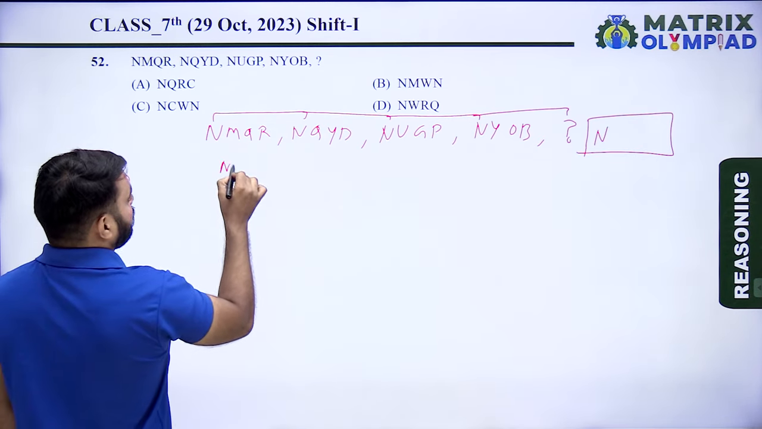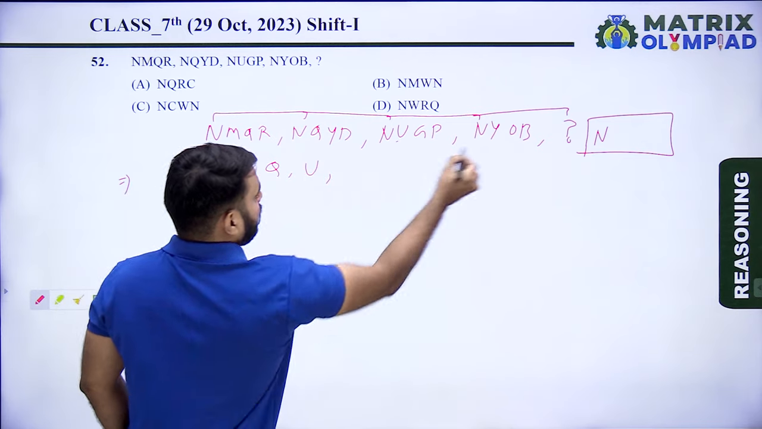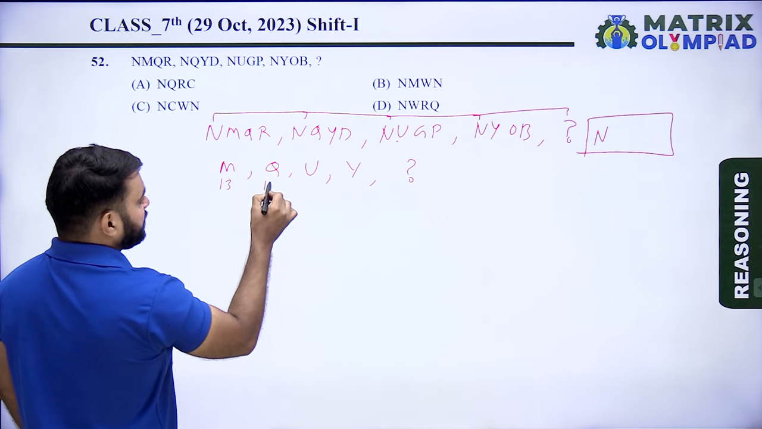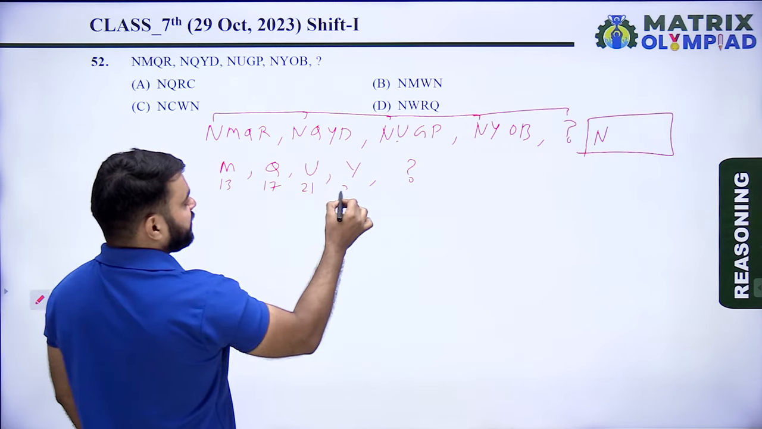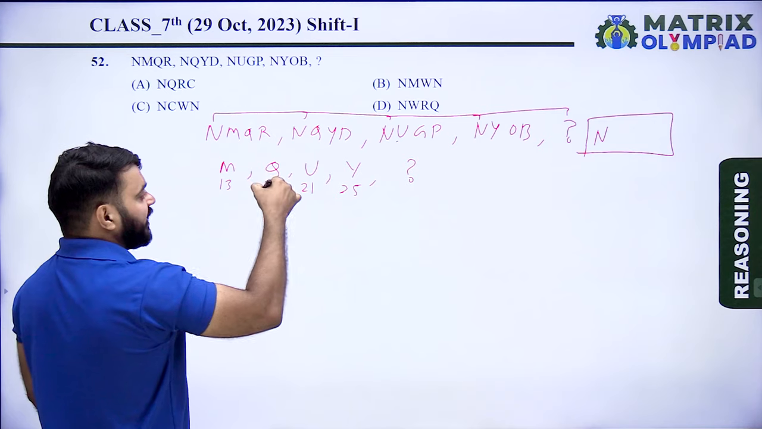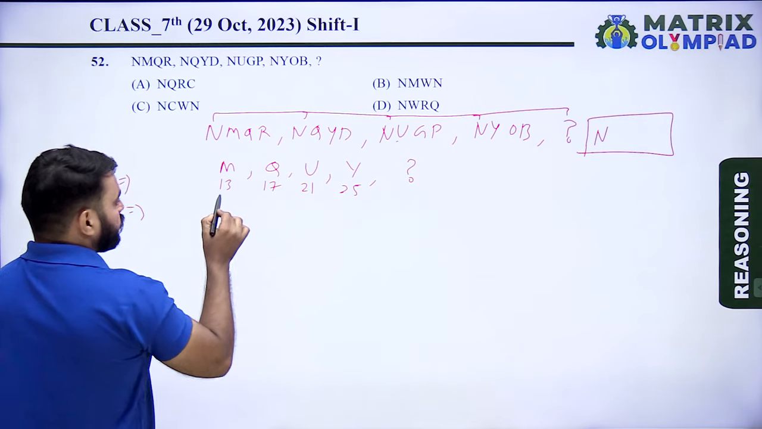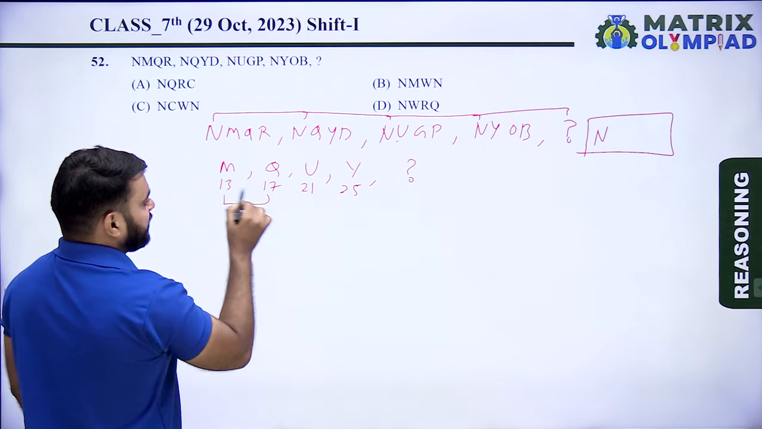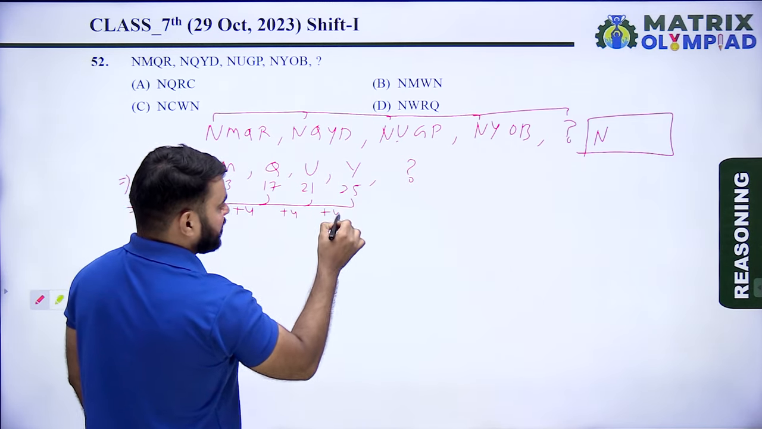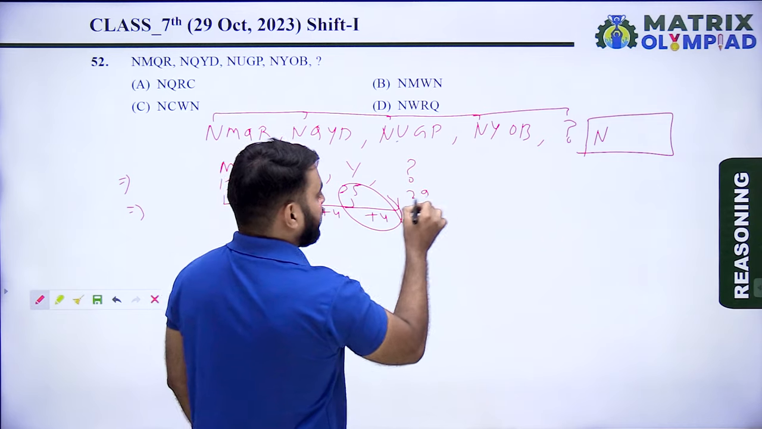Now taking second alphabet of each term, M, Q, U, Y, and find the missing alphabet. So M means 13, Q means 17, U means 21, Y means 25. So position of M is 13. Position of Q in English alphabet is 17. Position of U in English alphabet is 21. So pattern is plus 4. 13 plus 4 means 17, 17 plus 4 means 21, 21 plus 4 means 25. Similarly, 25 plus 4 means 29.